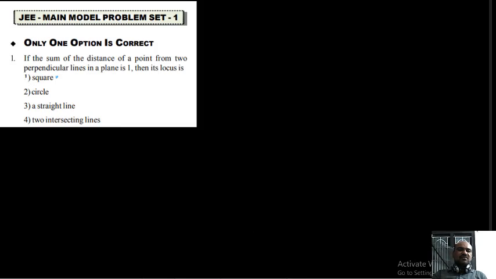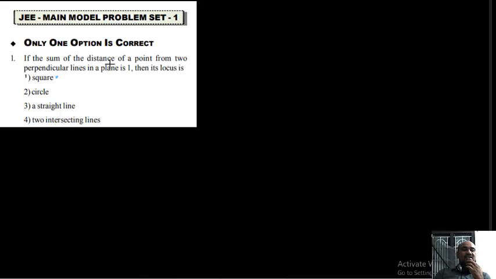This also has single answer type questions, multi-term type answer questions, paragraph type, matching type, and so on. First of all, I want to complete single answer type questions. For that, this is the first question, a single answer type question.